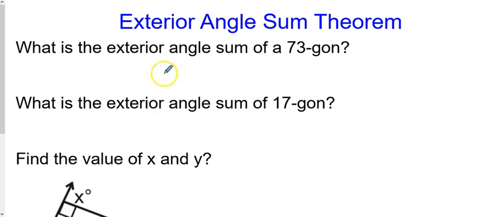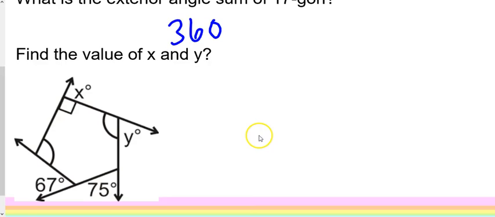So here we're just asked what is the exterior sum of a 73-gon? The answer is 360. What is the exterior sum for a 17-gon? Again, it will always be 360. Now here on this last one, we're actually looking to find the value of x and the value of y. So remember, the exterior sum is always 360. So we know all of these angles are going to add up to be 360.